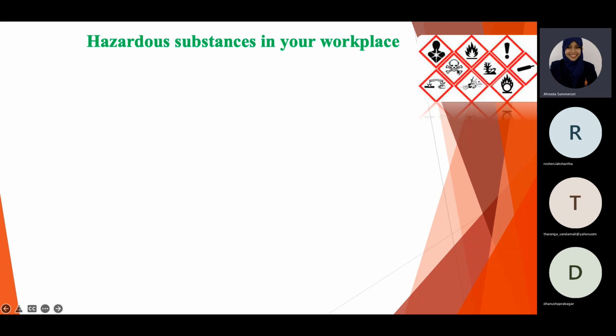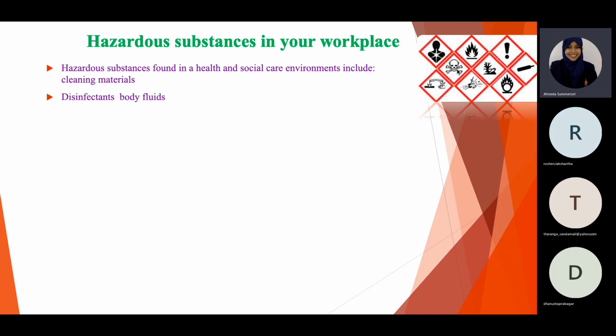So risk assessment means that after the assessor assesses, how they inform others is also very important, right? Hazardous substances found in a health and social care environment include cleaning materials, disinfectants and body fluids. For example, saliva, urine, blood samples and fecal matter are all body fluids. They are unhygienic, and diseases can spread from one person to another through them. So it's very, very dangerous. That's why you need to wear protective equipment.